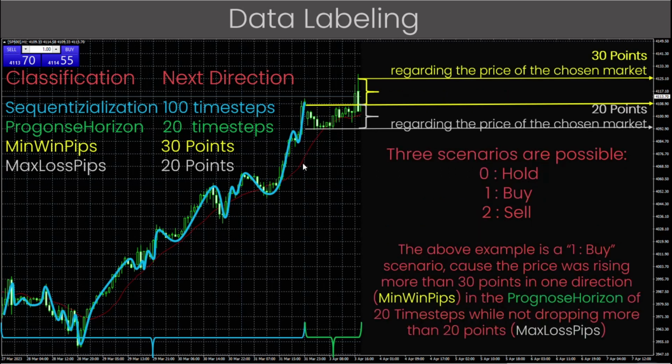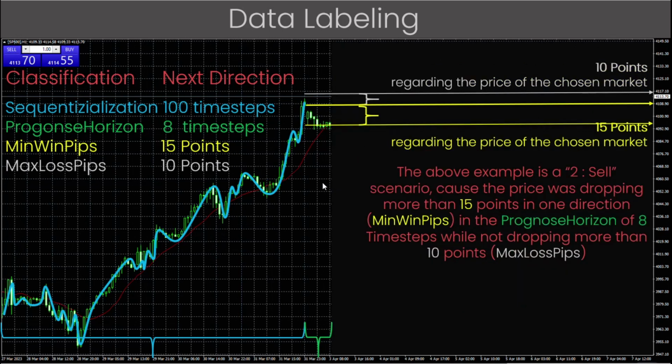Also, I've written this down here again. The opposite is also possible. If you want to change the direction, I could say, okay, if the price is falling, in this case at least 15 points, but at the same time is not rising more than 10 points, like in this example, within a prognosis horizon of 8 time steps, then we would consider this as a sell scenario.